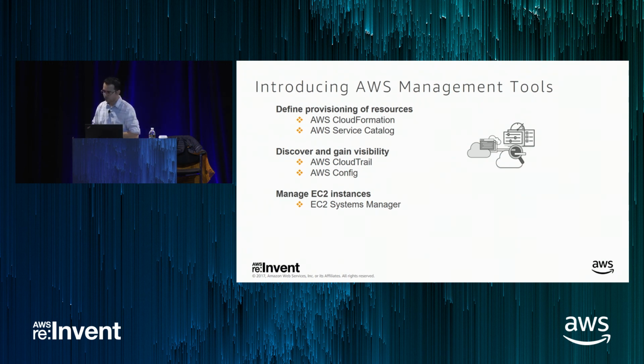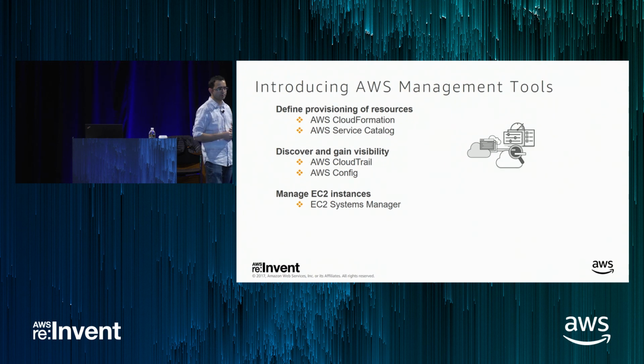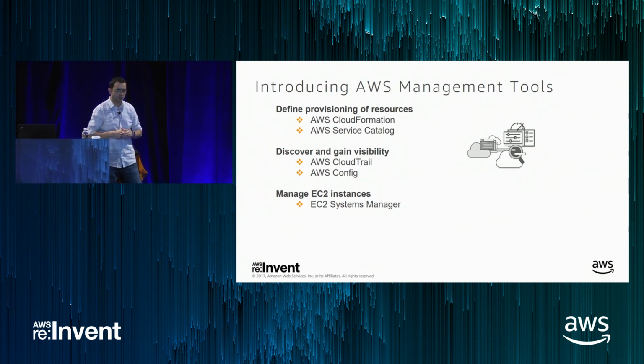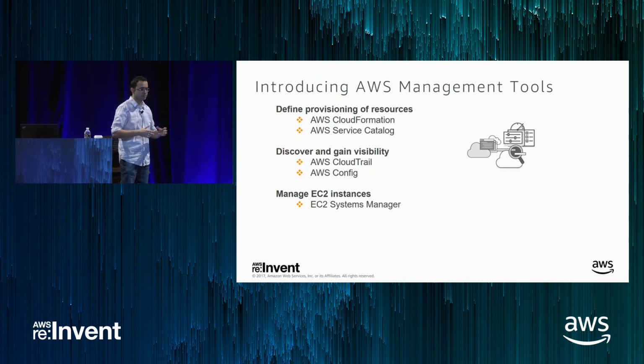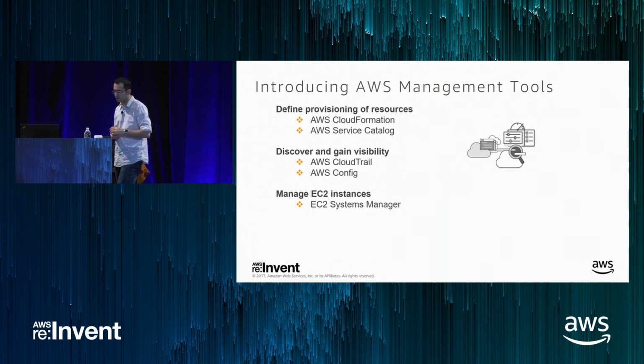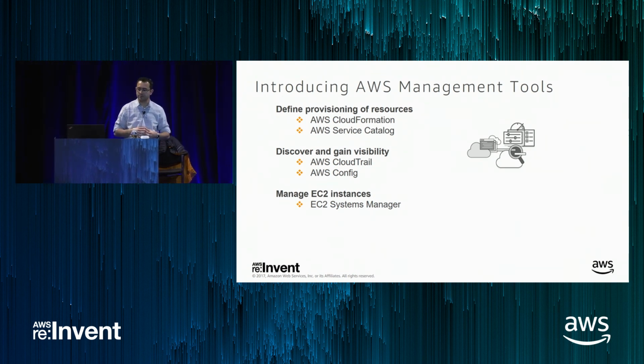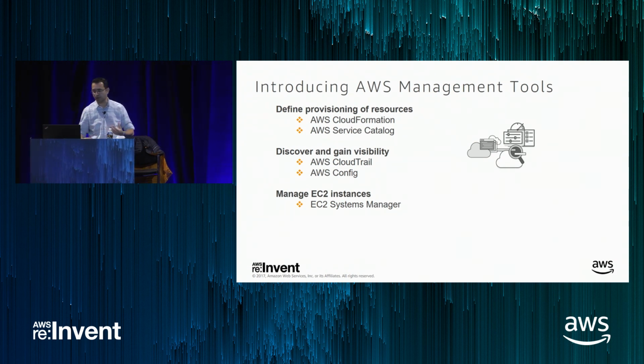So quick recap of what we've done so far. We've looked at how services like CloudFormation and Service Catalog can help you implement governance during the provisioning phase, and how services like Config and CloudTrail help you get more visibility into your cloud environment. We've also seen a suite of services in EC2 Systems Manager that help you manage and govern your EC2 instances. So now let's look at how you can respond to events. So particularly those events that make your resources go non-compliant.